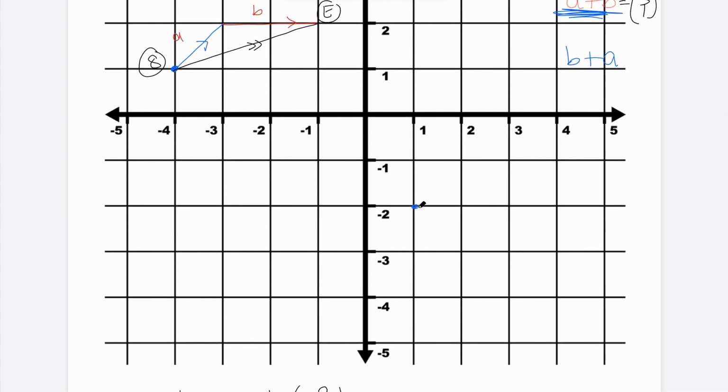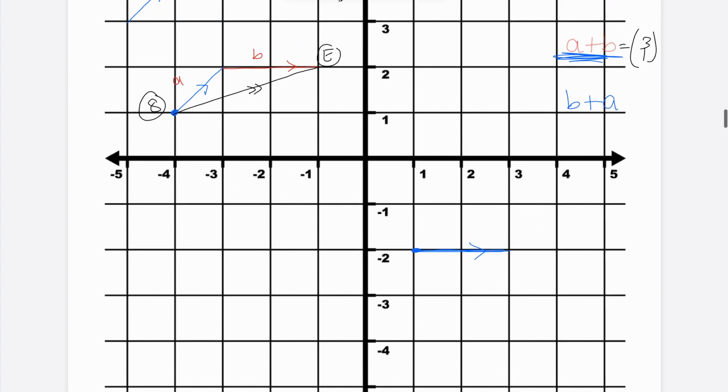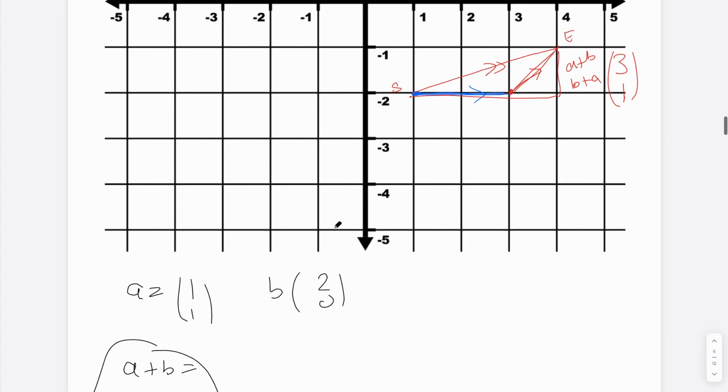For example, we start with B and this is our starting point, and I draw vector B as follows. Then I draw vector A at the head of B, and A is (1, 1). Now your starting point is here, your ending point is here, so this is your resultant. Now count again. For this resultant, x is 3 units and y is 1 unit, so (3, 1). Either you solve for A plus B or B plus A, your answer is always the same.